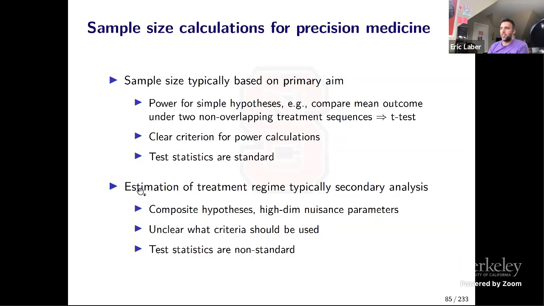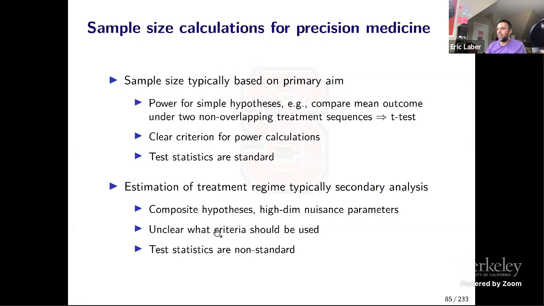And in practice, estimation of a treatment regime or an optimal policy is often done as some kind of secondary analysis. And the reason is that it involves composite hypotheses. So if you want to say something like the optimal personalized treatment strategy is better than business as usual, that's a statement about the optimal policy, which we don't know. And so it's a composite null, or a composite hypothesis rather, that lives in the space of policies, right?